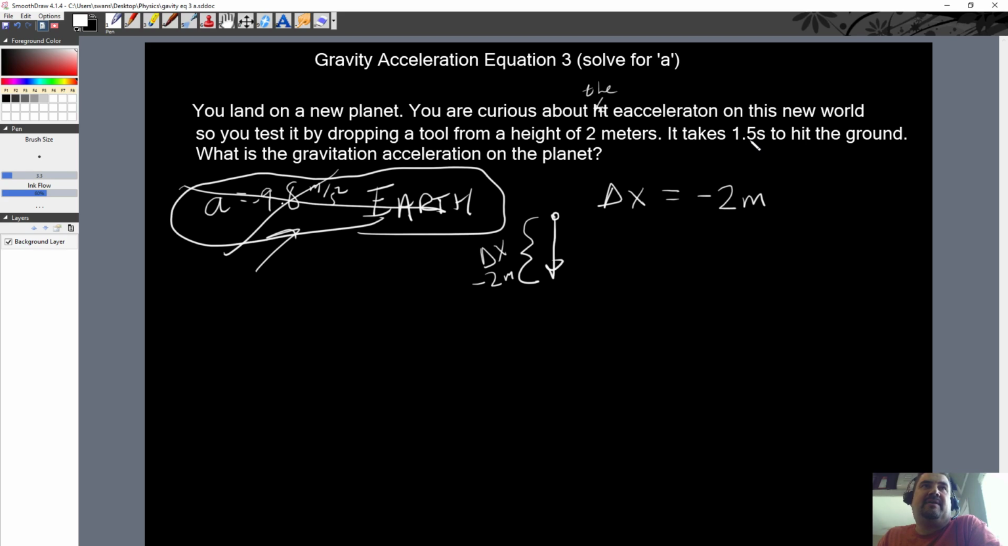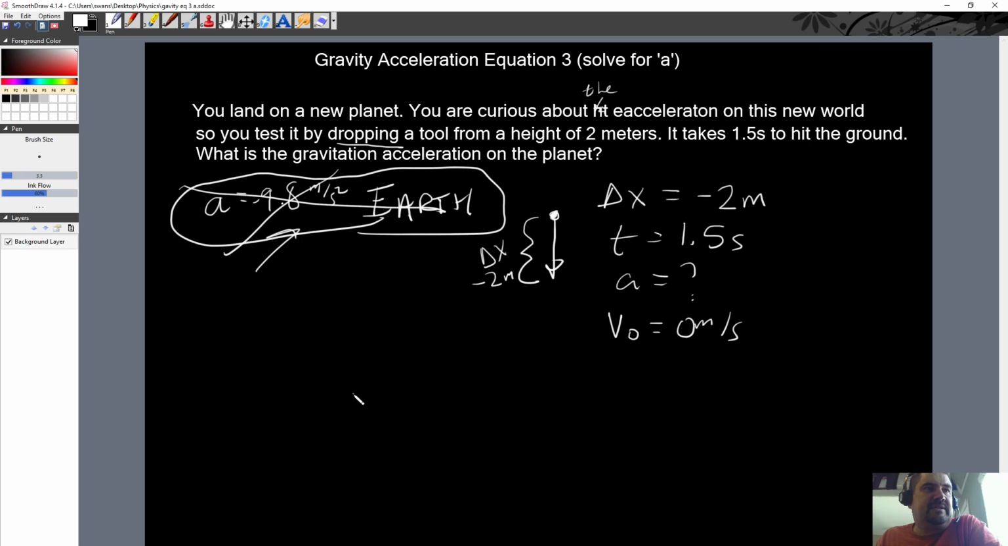It takes 1.5 seconds to hit the ground, so t is equal to 1.5 seconds, and we're looking for a. What was its initial velocity? Don't forget this. It's actually 0, correct? We didn't throw it down. Notice that they say dropping a tool. Dropping means you just hold it still and let go. So it starts from a 0 meter per second position, then it speeds up as it falls to the ground.